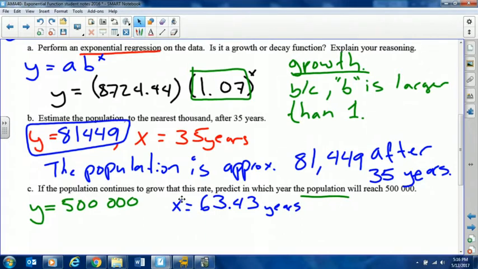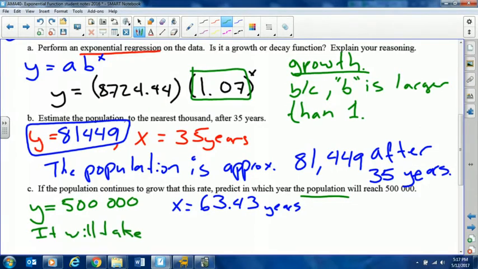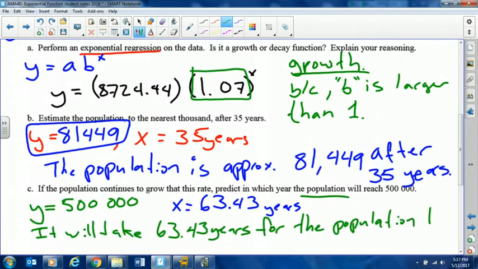So since it is a word question, I do need a word answer. So in this case, it will take 63.43 years for the population to grow to 500,000.